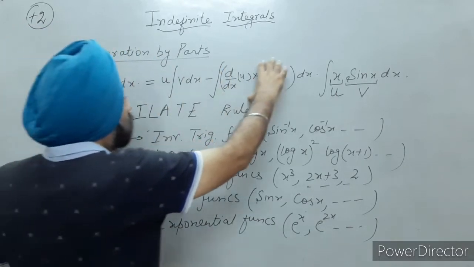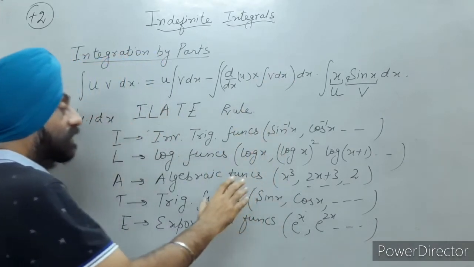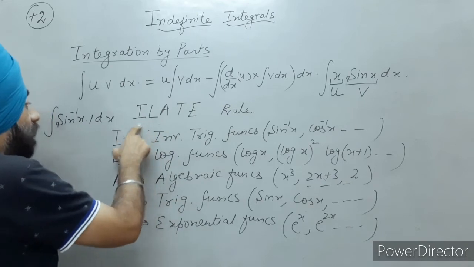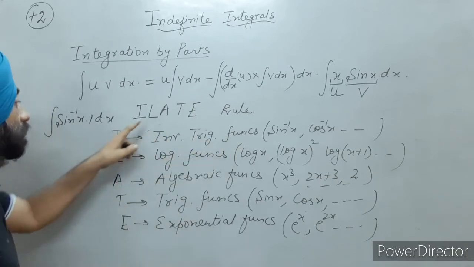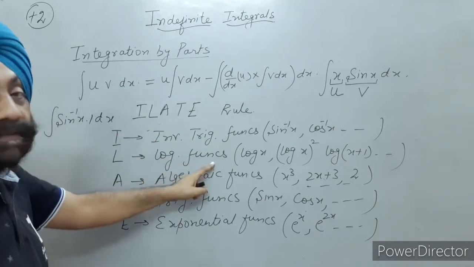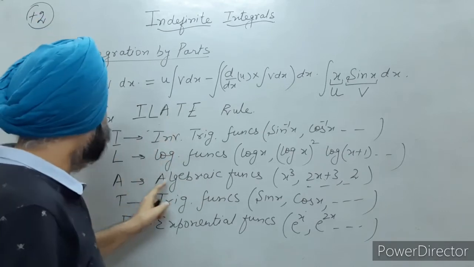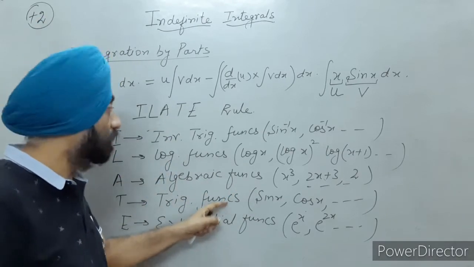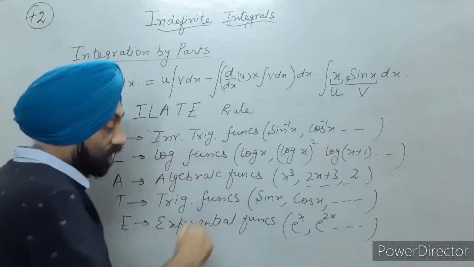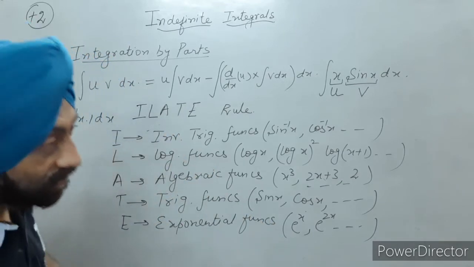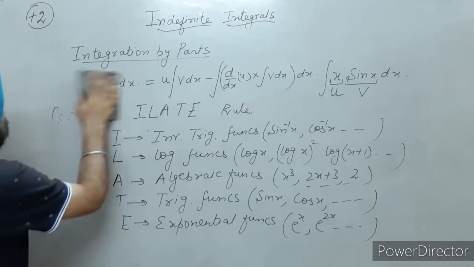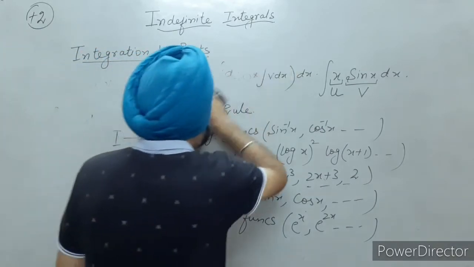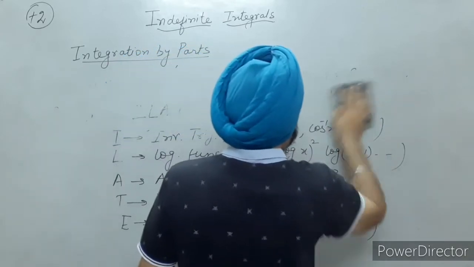You can note this down, just memorize it. Memorize the Eilert rule. I stands for inverse trigonometric functions, L stands for logarithmic functions, A stands for algebraic functions, T stands for trigonometric functions, and E stands for exponential functions. Now let me do an example of this so that integration by parts becomes clear to you.